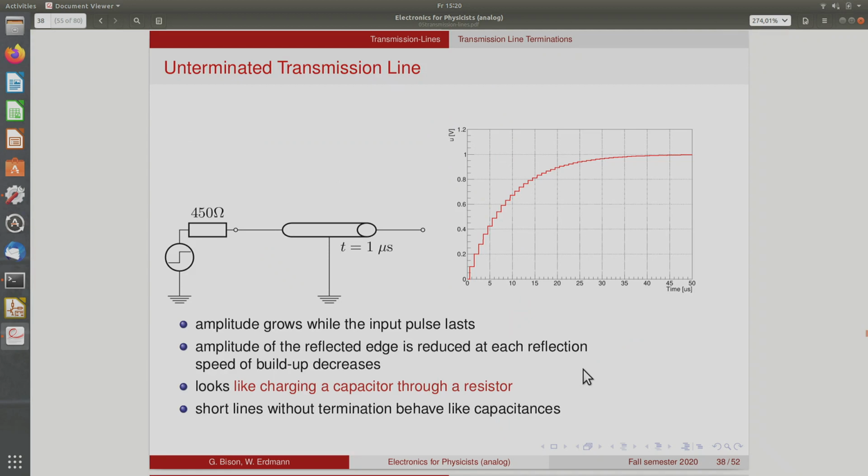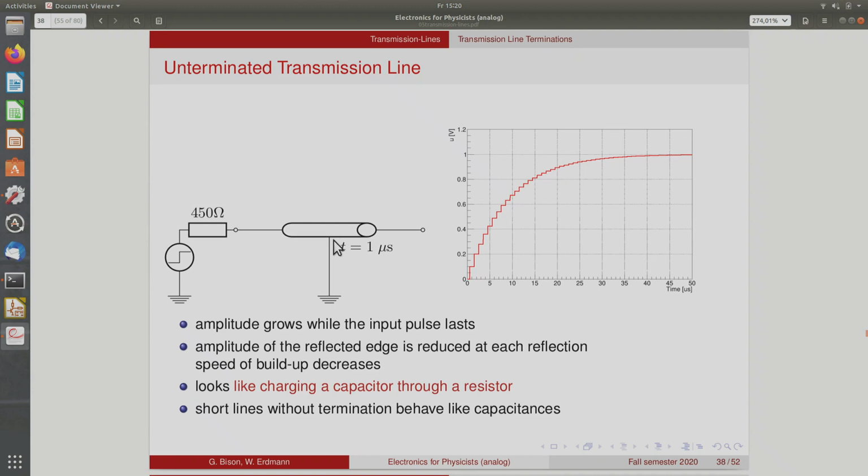And now, if you run this for a long time, this is a simulation, then the result looks like this. And maybe this curve looks familiar. So you see a series of steps, and the steps get smaller and smaller. Okay. And now, if you don't look very close, you don't see the steps. You just see this curve, and this curve is exactly the curve that you see when you charge up a capacitor through a resistor. Okay.